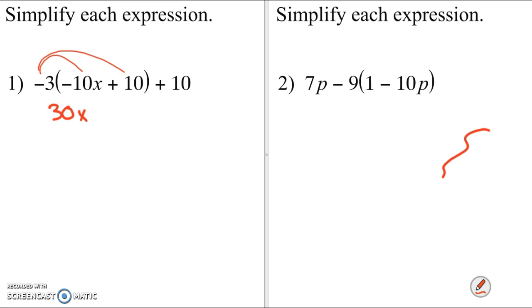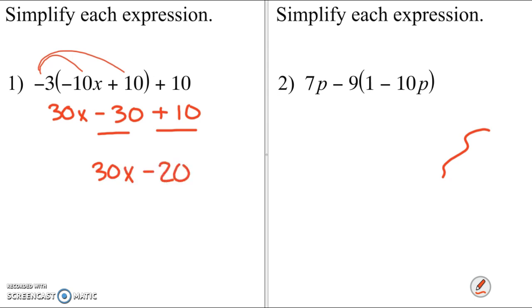So negative times negative is positive 30x there. Then you got to distribute the -3 to the 10. That's going to be a -30 plus 10. Now we just combine any like terms you can. So are there any like terms I can combine? The two constants, a -30 and a 10. So the final answer on this one should have been 30x minus 20.